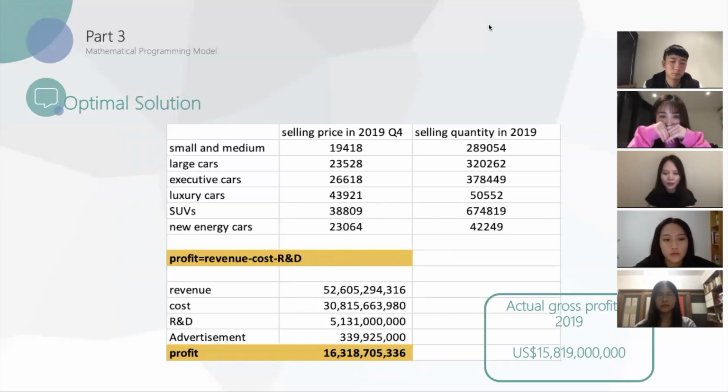And compared with the actual gross profit in BMW's 2019 financial report, the gross profit improved slightly after optimization. It shows that adjusting the industrial production's geographical distribution has a positive effect on improving the company's profits.